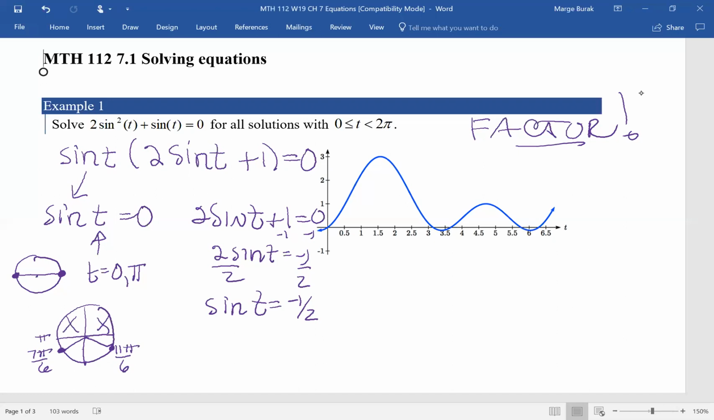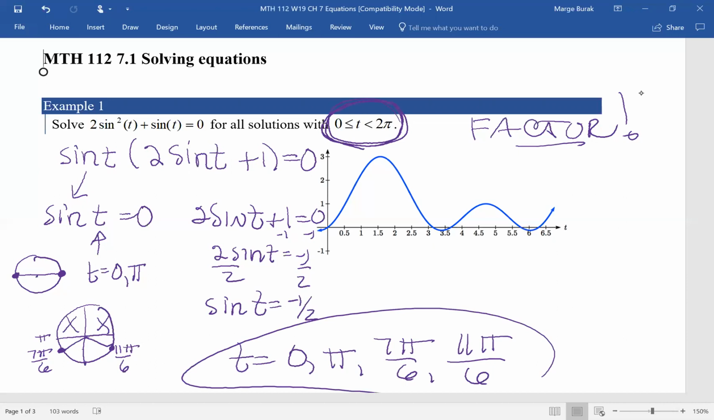Now I check to see, do they want all of them or just between 0 and 2 pi? And the answer is between 0 and 2 pi. So my answers are 0, I could put them in order if I want or not, pi, 7 pi over 6, and 11 pi over 6. And you can see, oh look, here's my 0, here's my pi, 3.14, here's my 7 pi over 6, which is going to be a little bit more than 3.14, as you see over here, radians.